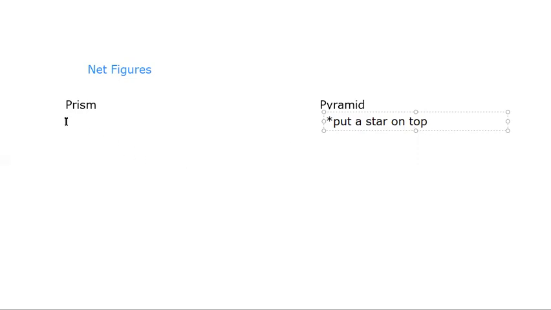Hi, in this lesson, we're going to discuss net figures. Before we can talk about net figures, we need to address two kinds of shapes, a prism and a pyramid. Now, the key difference between a prism and a pyramid is that on a pyramid, you can hang a star, put a star on top, and on a prism, a little miniature person could sit on top.